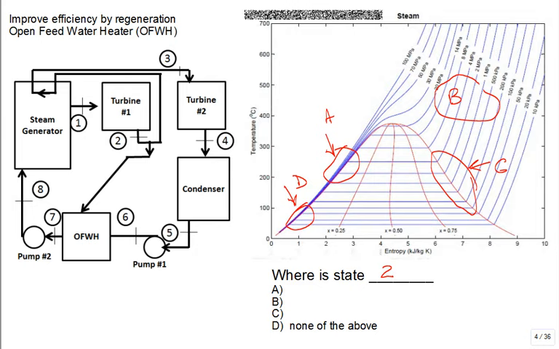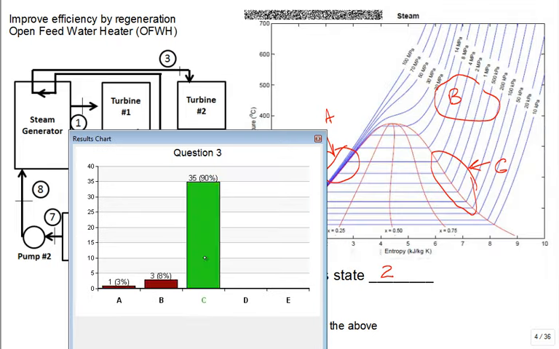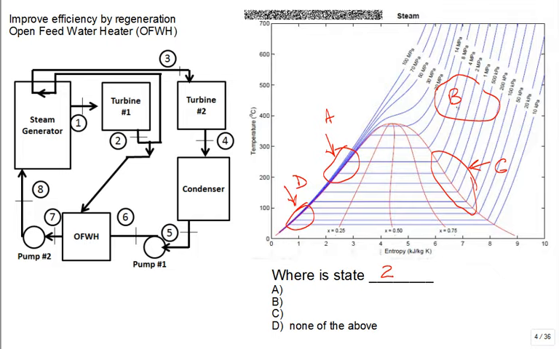Okay, let's take a look at the responses. Most said C, which is correct. After that first turbine, you go from that high pressure to the intermediate pressure. I threw out 1 megapascal. It's not the condenser pressure of 20 kilopascal, not the boiler's original highest pressure of 8, but around 1.